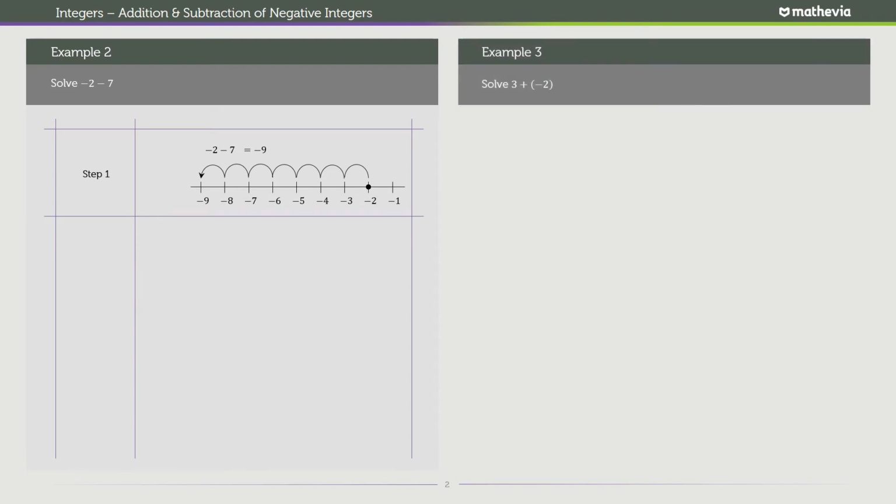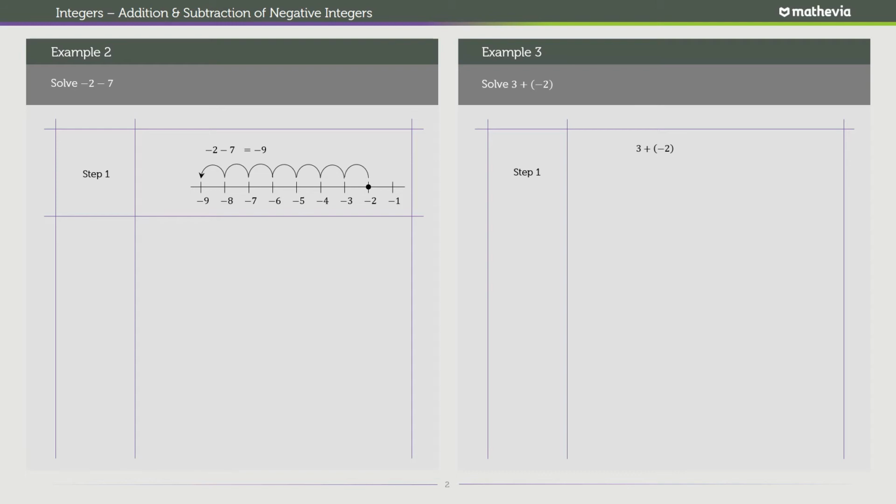Example 3. Example 3 says solve 3 plus -2. Okay, so we're adding -2 to 3. Now how do we solve a question like this? Now this is a strange one. 3 plus -2. We have 2 signs there. So are we adding or are we subtracting? We really don't know what we're doing here.